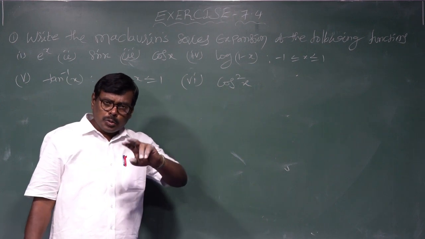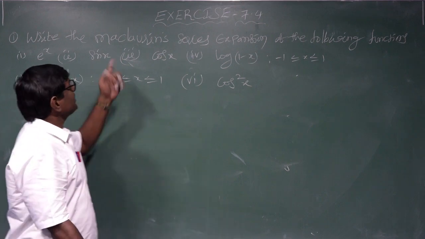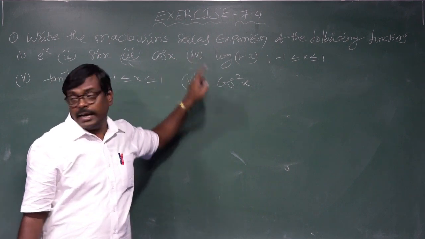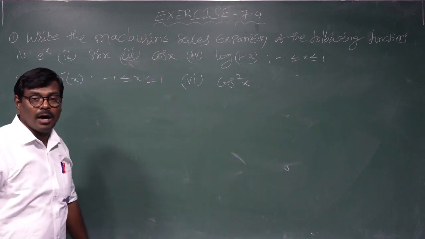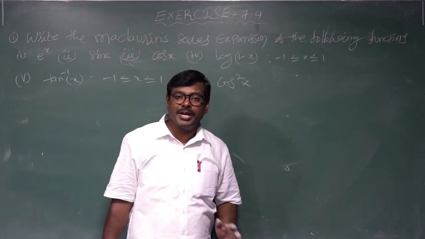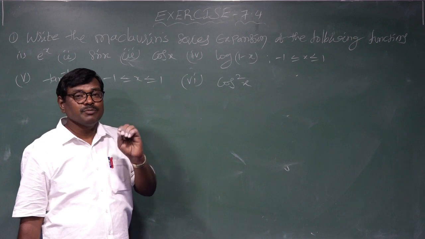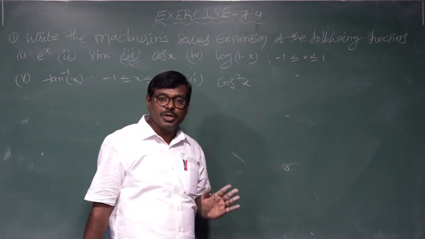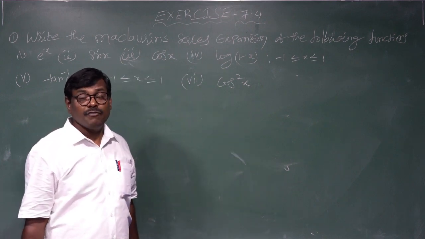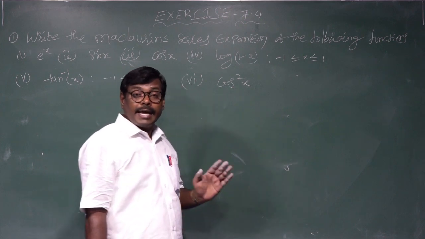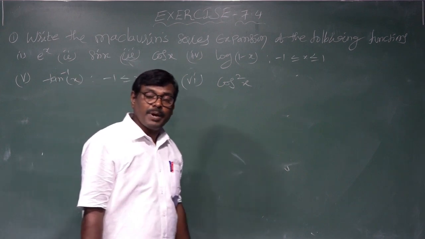Dear students, exercise 7.4. These are series problems, Maclaurin series or Taylor series. Write the Maclaurin series expansion of the following functions. The Maclaurin series formula: f of x equal to summation of n equal to 0 to infinity f of n at 0 into x power of n by n factorial, equal to f of 0 plus f dash 0 x by 1 factorial plus f double dash 0 x square by 2 factorial, and so on, plus f nth of 0 x power of n by n factorial.